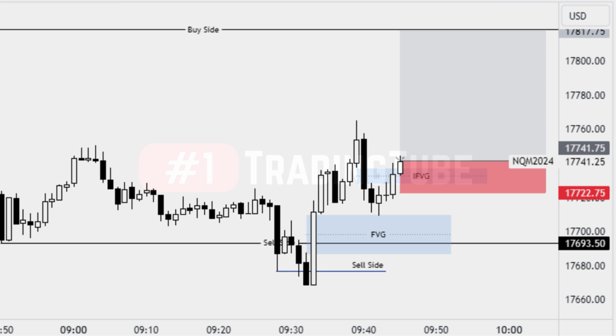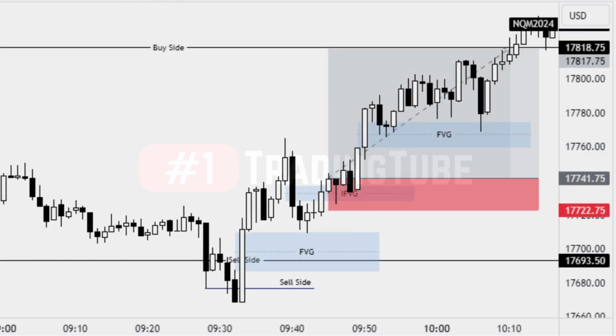If price closed back below the inversion fair value gap, you want to be stopped out and not sit in this trade. Remember, it's better to cut a trade as soon as it's not playing its part to be high probability. And lastly, we can see that price sticks to the plan, targeting those buy side we marked out earlier.